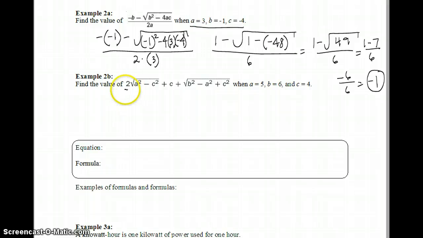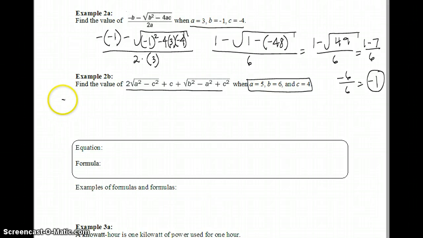Example 2b. Here is your expression for this one, and they say substitute in the following into it. So a equals 5. So let's write this and substitute in. So 2 times 5 squared minus, and they say c is 4 squared, plus c is 4, plus b squared is 6 squared minus 5 squared plus 4 squared.